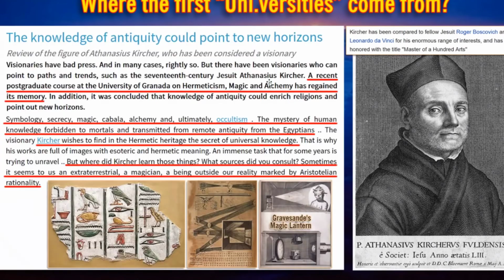And these guys, of course, when you go to the Wikipedia also, it says like the Jesuit Athanasius Kircher, a recent postgraduate course of the University of Granada on Hermetism, magic and alchemy, has regained its memory. The symbology, secrecy, magic, Kabbalah, that is something that you may think that only the Jewish people own. But again, we start to see how these work together.